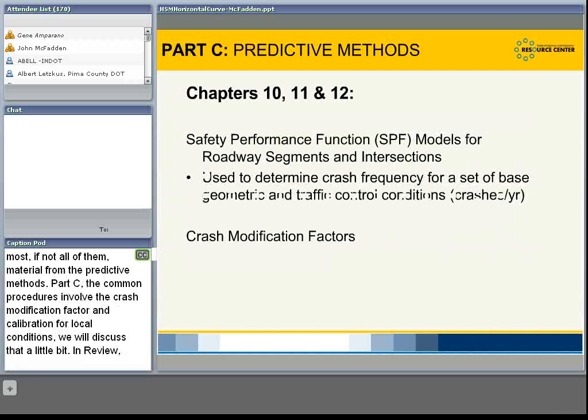Broken down into roadway segments, intersections, interchanges, special facilities, and road networks.